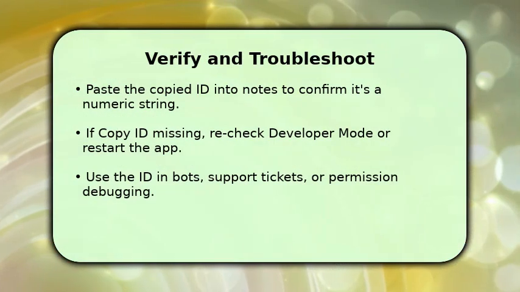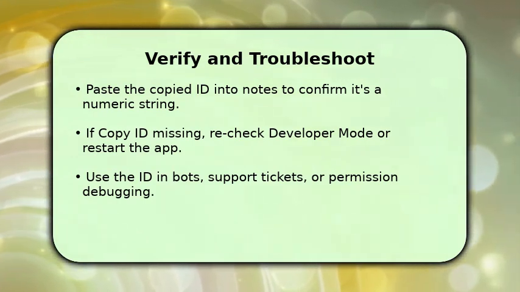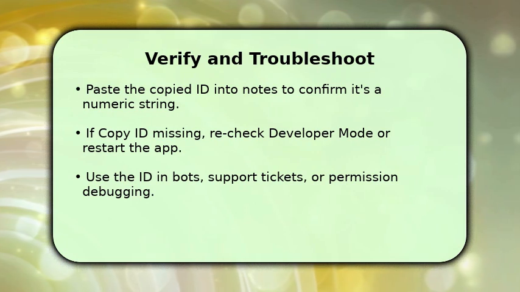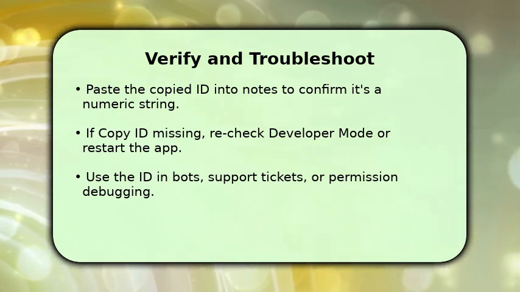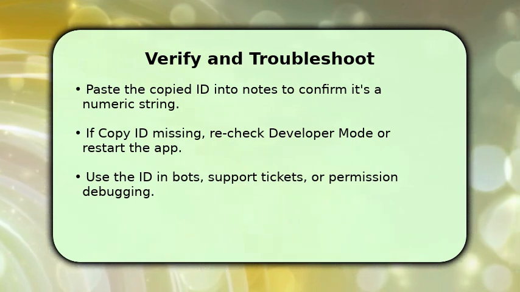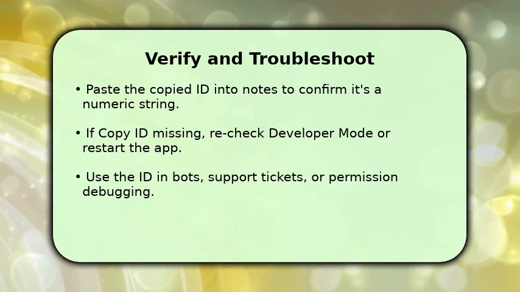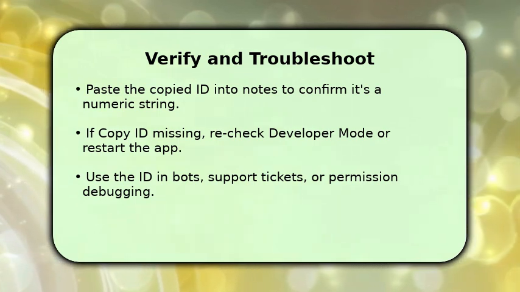To finish, paste the ID into a note app to confirm it's a long numeric string. That verifies success. If you don't see Copy ID, make sure developer mode is still on, then fully close and reopen Discord to refresh the UI. If problems persist, log out and back in or reinstall the app. This often restores missing menu items.